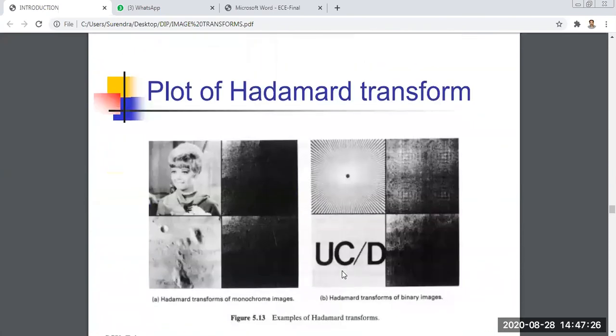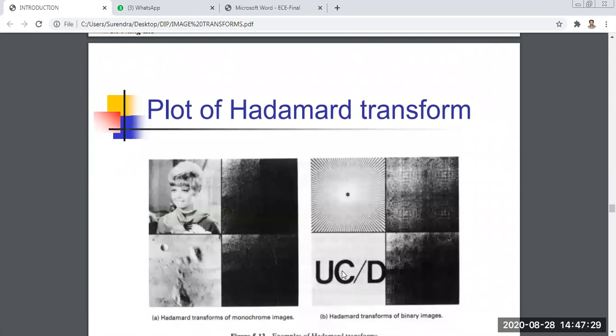So we have completed four transformation techniques: the one-dimensional discrete Fourier transform, the two-dimensional discrete Fourier transform, the Hadamard transform and the cosine transform. Of course, we have also completed the sine transform, but it is not included in your syllabus. It is just an extra transform technique. If you are interested, go through it, or otherwise neglect it. But we have to concentrate mostly on the discrete Fourier transform of one dimension and two dimensions, the Hadamard transform, and the cosine transform.